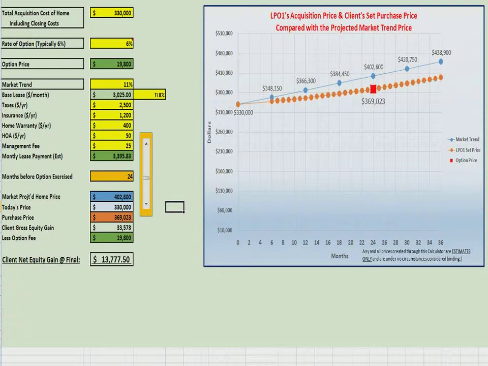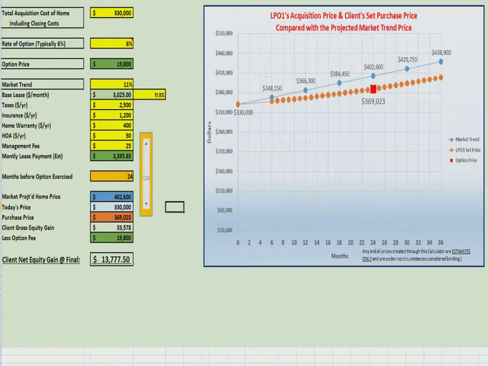We can see the projected home price for that, where the market price would be: $402,000. That's looking at what the growth would be at an 11% market. At the 24-month period, the $369,000 is what the option contract would spell out that he would pay for that house after the 2-year period.